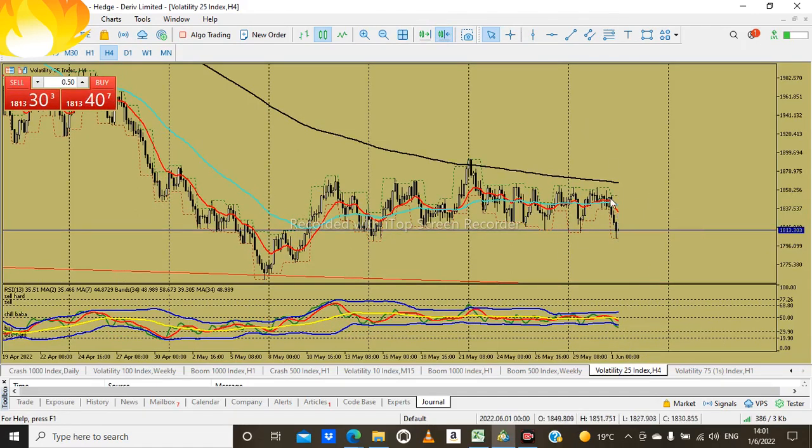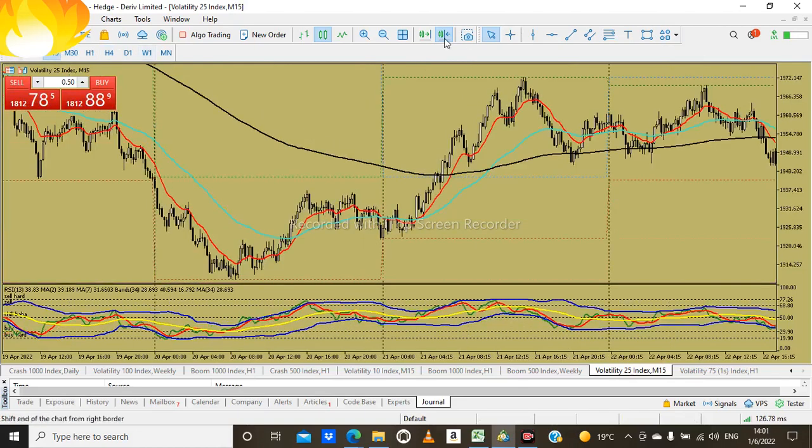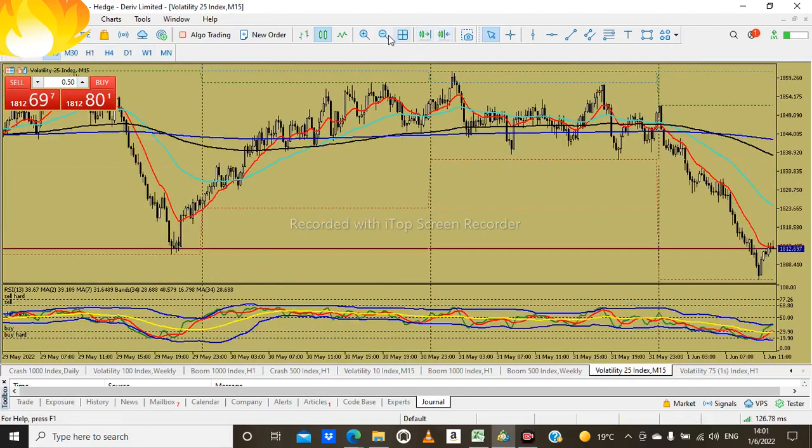But then these two have crossed, so maybe this can be a peak of some sort and it continues going down. So this is what I want to see. I want to see a drop till here. This is the drop that I want to see. Then we make a decision when prices dropped here. Let's look on M15 and let's see what price is doing on the smaller time frames.